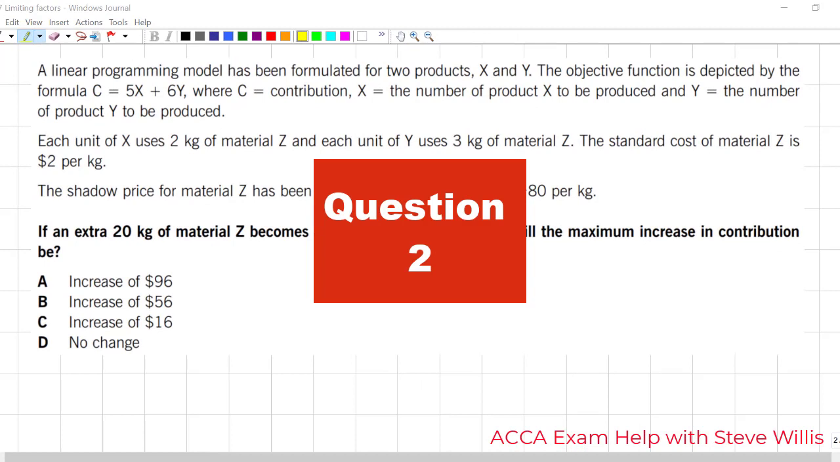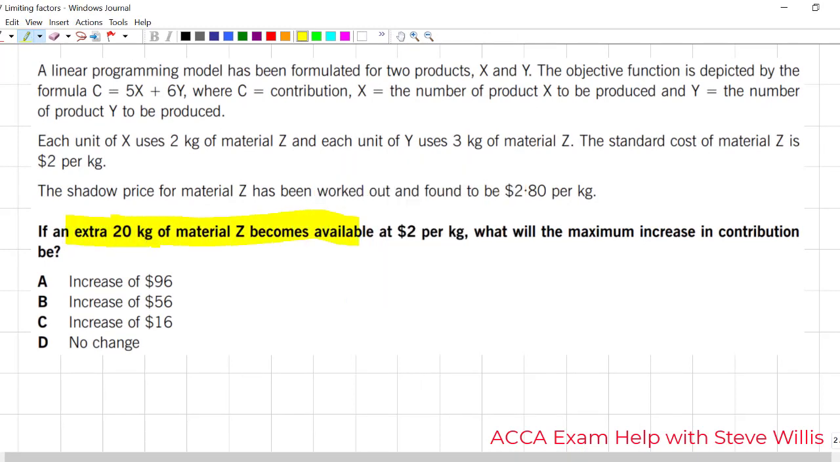Here's a tricky one. If an extra 20 kilos of material becomes available at a selling price of $2, what is the maximum increase in contribution we get? Well, this is a spin on our limiting factors. Here we're looking at shadow price. Let's go through this together.